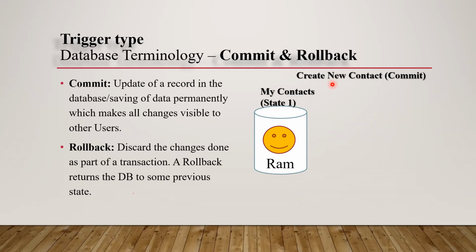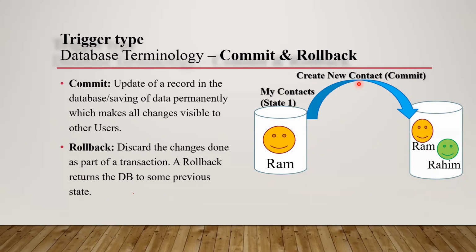Okay, so what is commit? Commit means updating of a record in the database or saving of record in the database permanently, which will make all the changes visible to the users. So if you see here, before I created this contact named Ram, there was no contact with that name. Once I enter all the details and I click on the save button, a commit is happening. And when that commit happens, it will appear something like this.